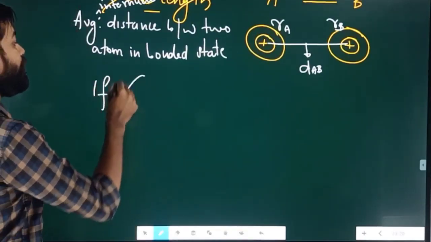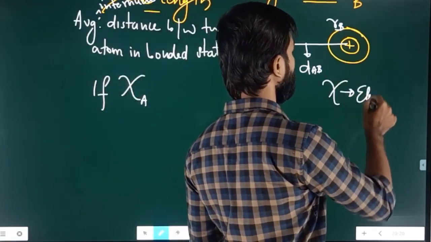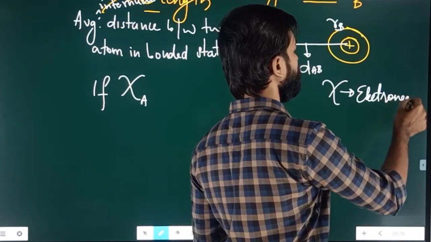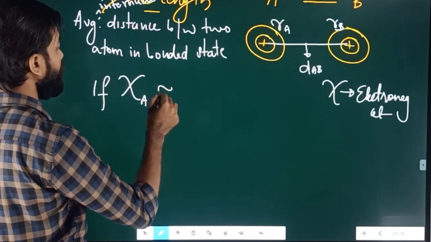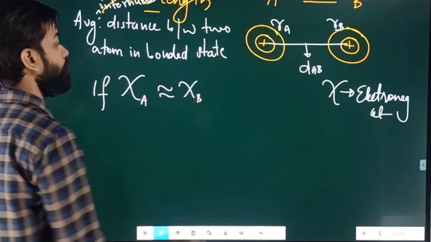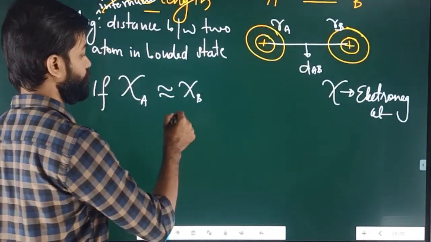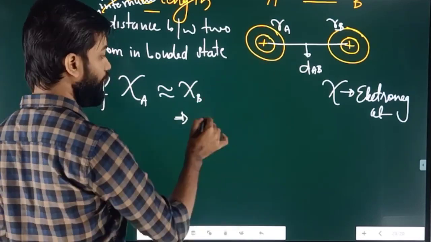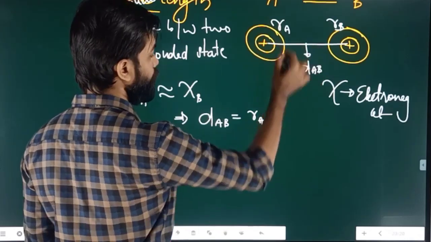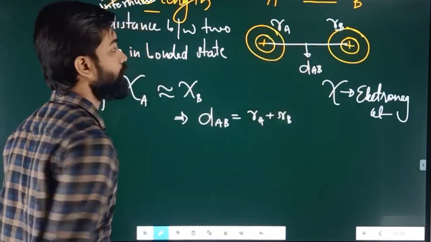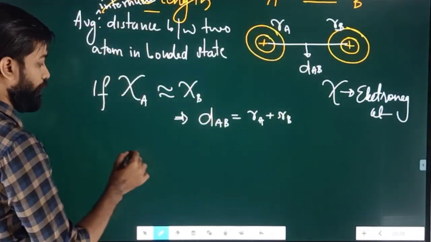If the electronegativity, the symbol chi represents electronegativity, if the electronegativity of A, chi A, is similar to chi B, then the bond length will be equal to the sum of the radii of both atoms.